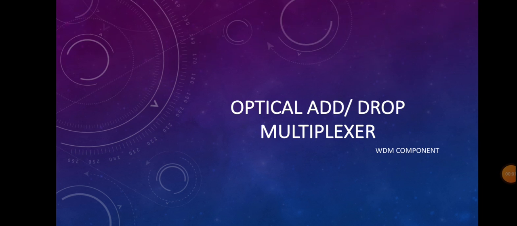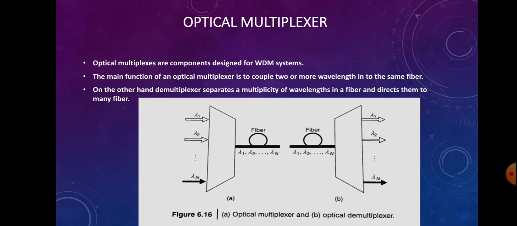Dear students, today we are going to discuss the optical add drop multiplexer. It is also called OADM, that is optical add drop multiplexer. It is an important component in the case of WDM, that is wavelength division multiplexing.